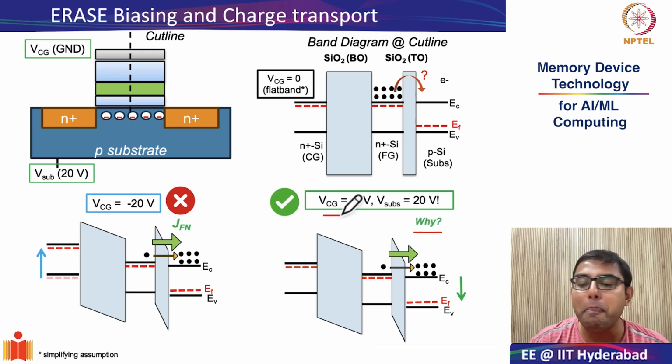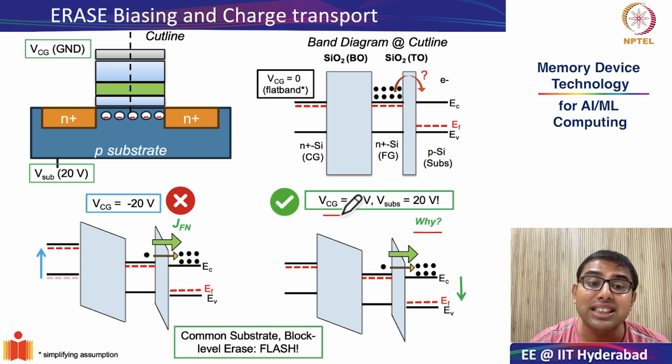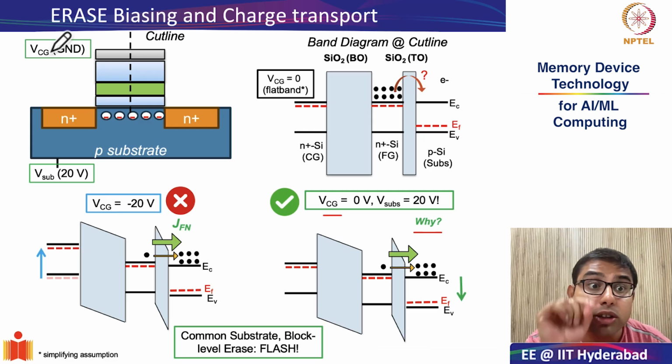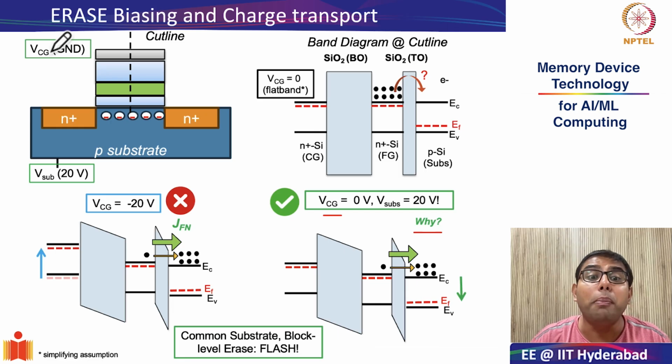And this is a very important part of flash operation. Remember where this terminology flash came from. The terminology of flash came from the fact that you can do erase operations at the block level. Remember, your program operation was at the page level, so the facilitating voltage was applied at the control gate. Here, the erase operation is done at the block level.